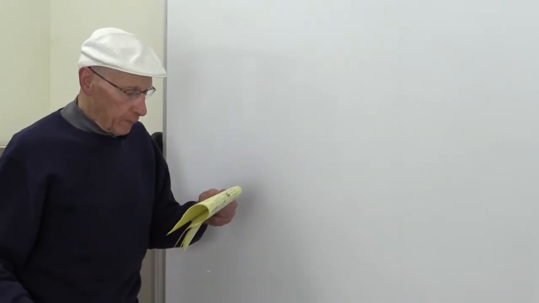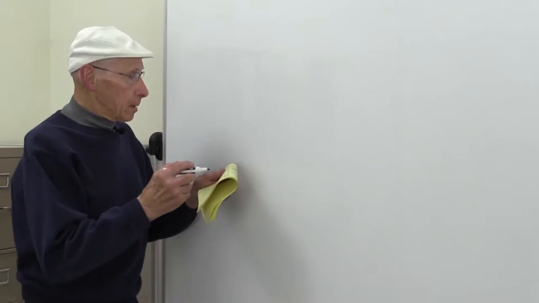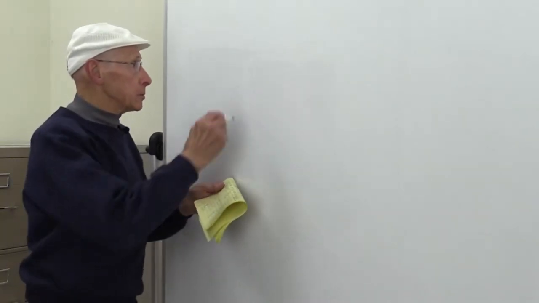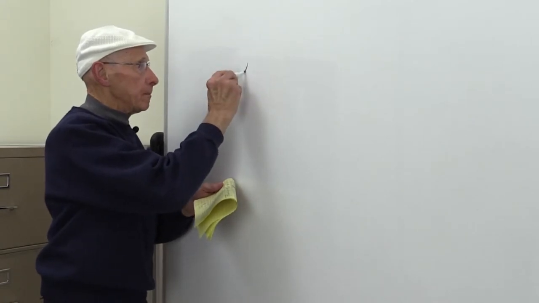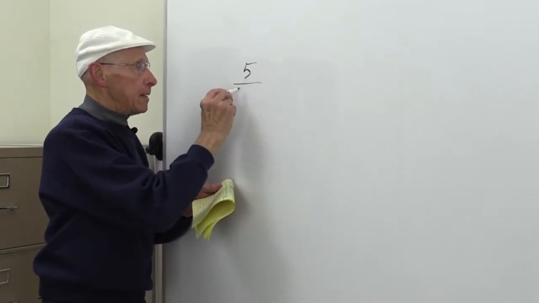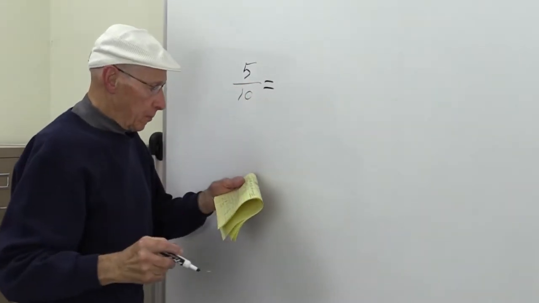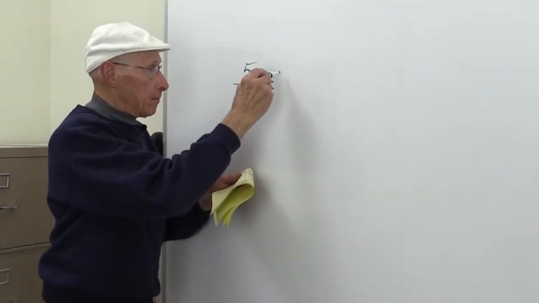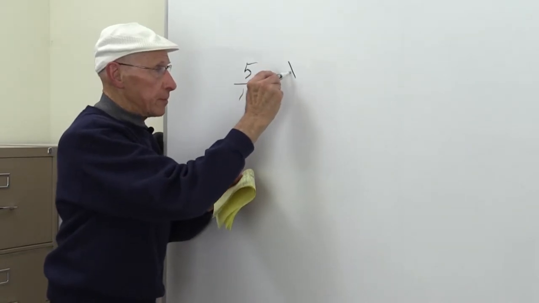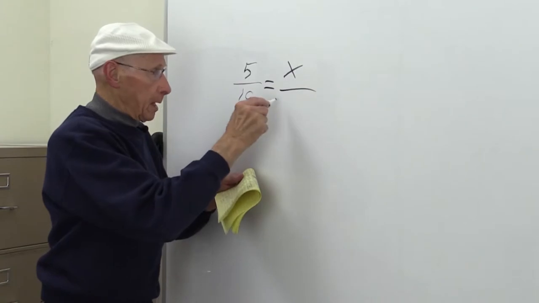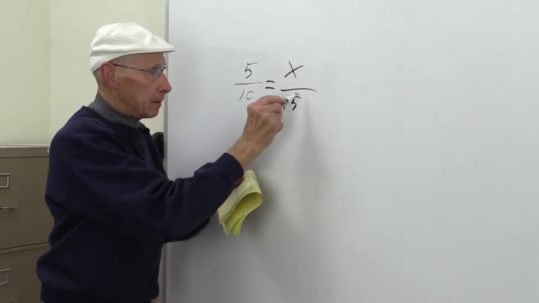Again, this is a ratio and proportion. So we have the 5 wide, 10 long. So there's one ratio. 5 wide, 10 long, and that's equal to x, which is the width that we want, and it should be 15 inches long.